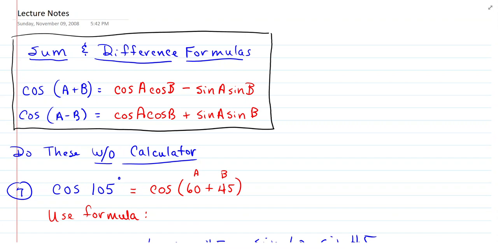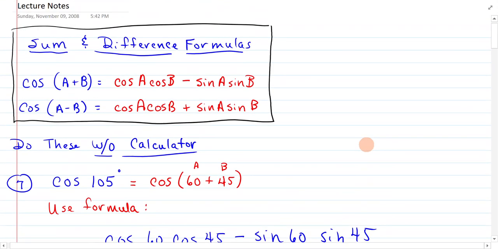Section 5.3 is using the sum and difference formulas for the cosine of a plus b or the cosine of a minus b. So you'll want to have your identities and formula sheets handy because you're probably not going to memorize these. You're just going to reference these. So the first things that we talk about are doing these without the calculator.